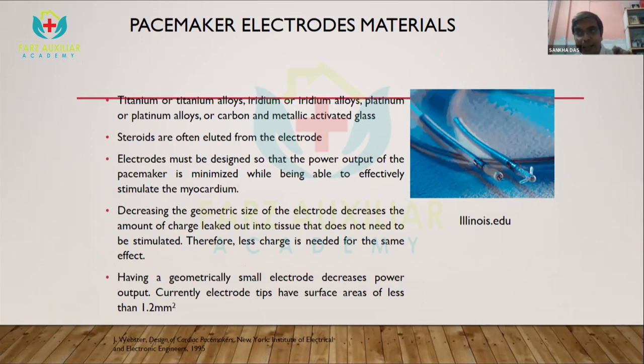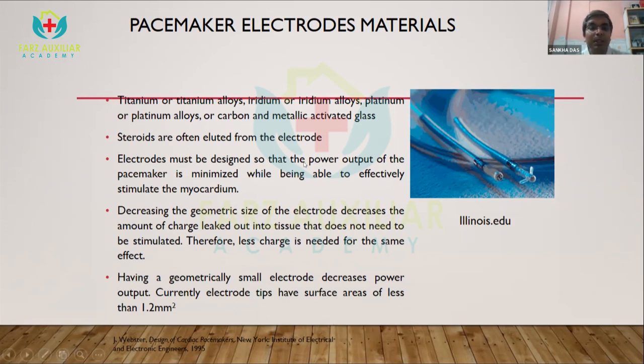Whenever you implant a lead over the surface of the right ventricle, there is a reaction between the pacemaker lead and the local tissue. And the steroid that is eluted from the tip of the lead basically inhibits this tissue reaction. Because if this tissue reaction is significant, there may be a problem with capture of the pacemaker. So these are often called steroid-eluting electrodes.